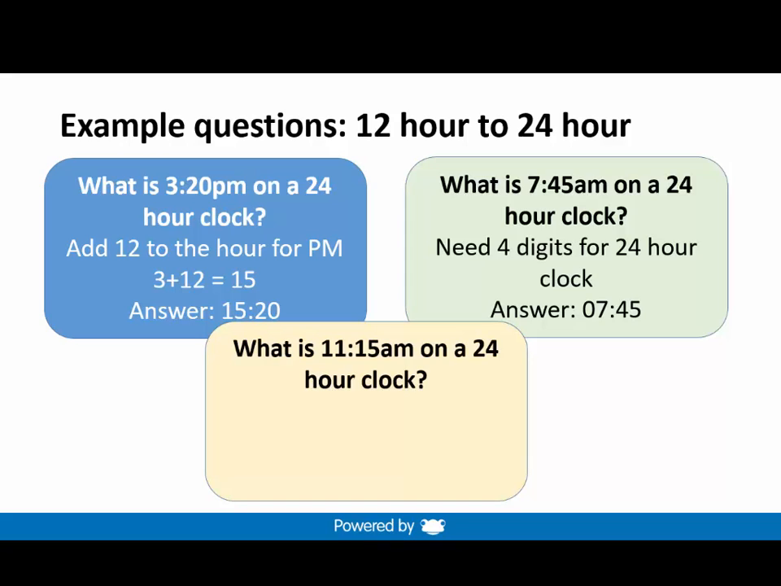What is 11:15 AM on a 24-hour clock? Well, I need 4 digits for a 24-hour clock, which I already have. It's AM, so I don't need to add 12. So my answer is 11:15.